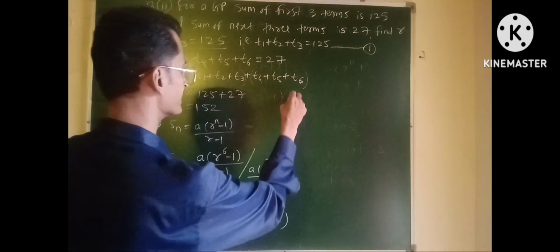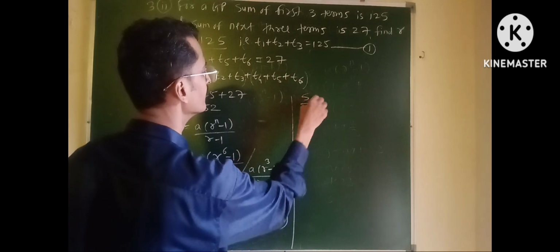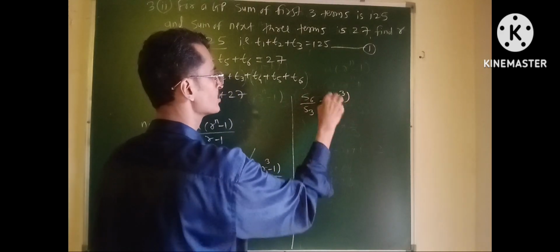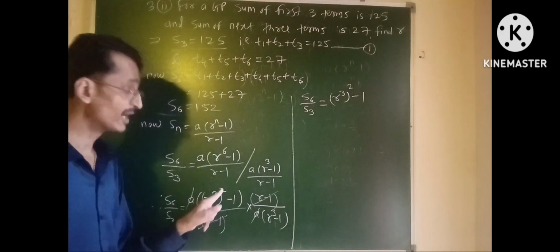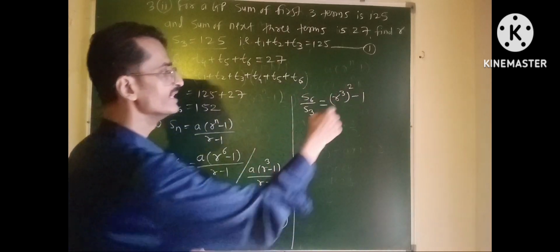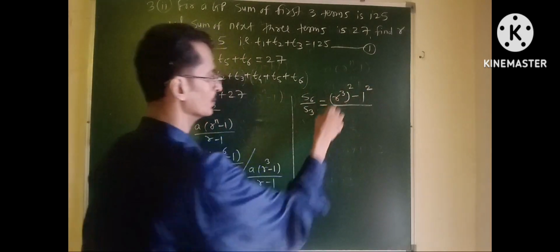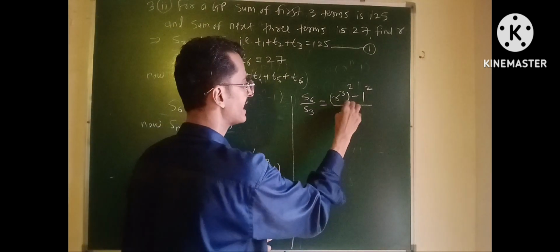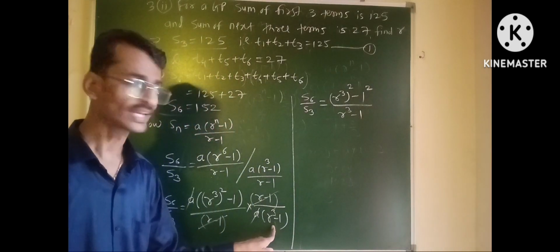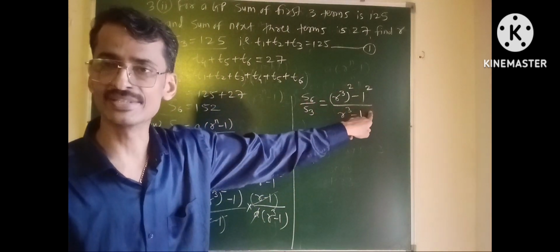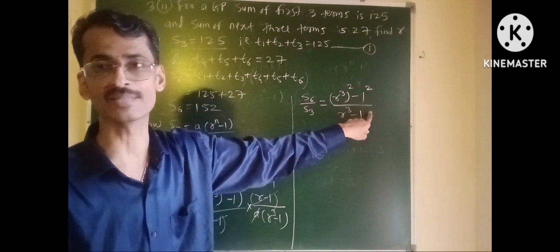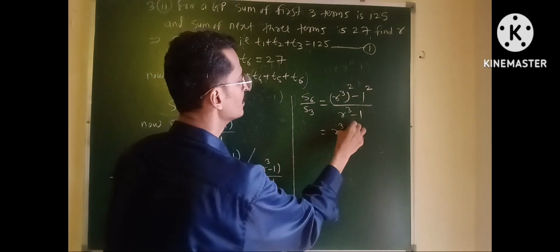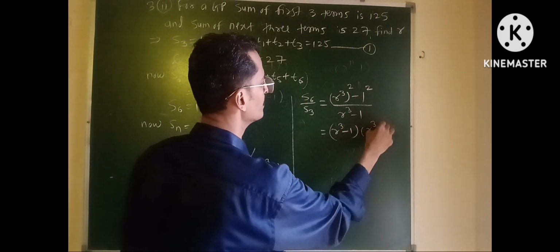So S6 upon S3 is (r^3)^2 minus 1 upon r^3 minus 1. Now here r^3 raised to 2 is given, this 1 also we can write 1 raised to 2. So we can use x square minus y square because here remaining is r^3 minus 1. We know that x square minus y square is x plus y into x minus y. So this is r^3 minus 1 into r^3 plus 1.